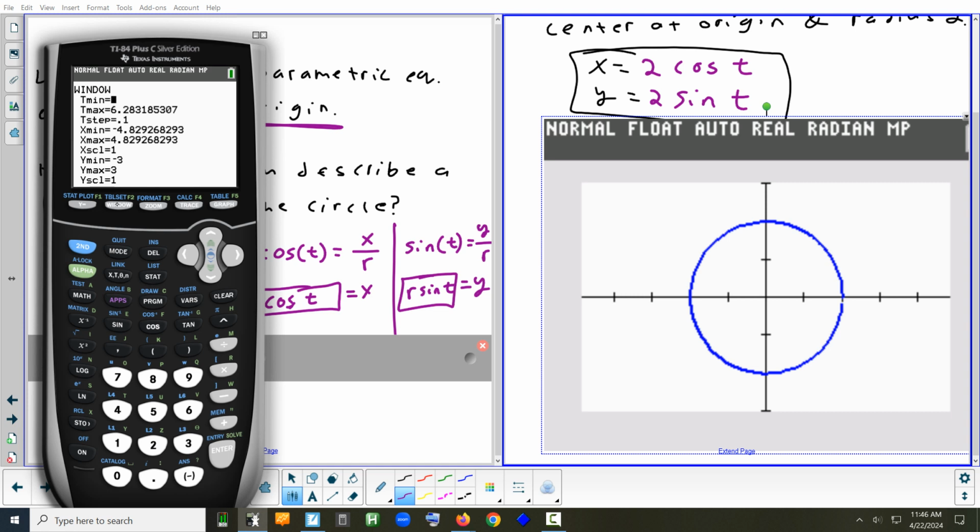So you have 0, 0.1, 0.2, 0.3, and so on, 1, 1.1, 1.2, 1.3. You get all the way to 6. With a step of 0.1, can I do 6.1? Yes, that's still within my T max. Can I do 6.2? Yes. Can I do 6.3? No. So the last point that you see on this circle is from plugging in 6.2. We lost this last bit because of the T step.